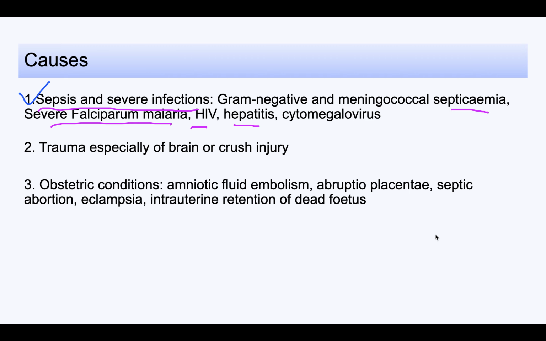Why this happens, we will study later on, but it is because of the endotoxins released by the bacteria, the lipopolysaccharides in the bacteria. These all are procoagulant factors. They increase the coagulation or clotting pathway, so they are procoagulants. Then you have trauma, especially crush injury. This also releases fat, which is again a procoagulant.